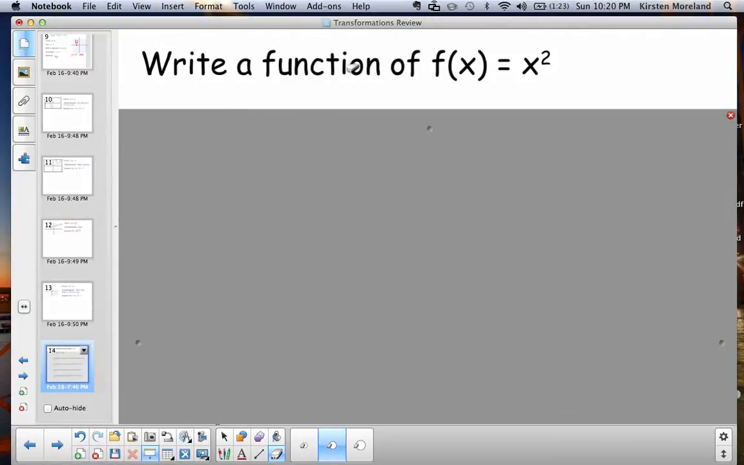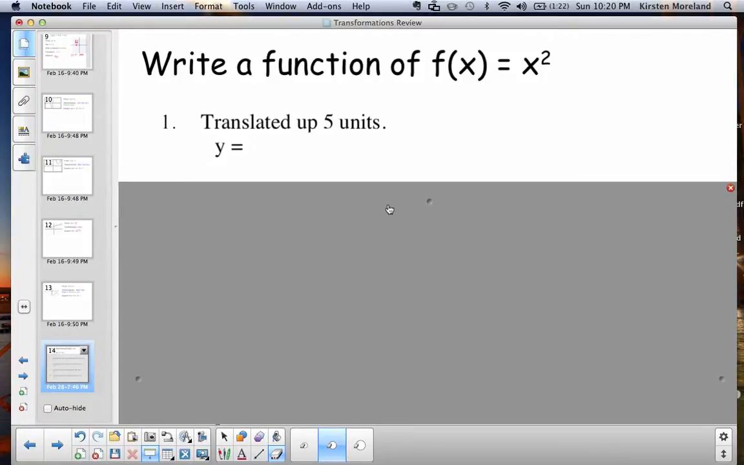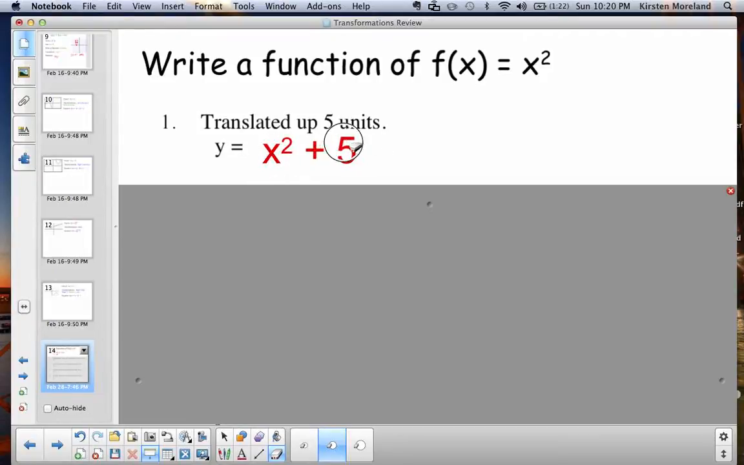Again, one thing you're going to want to study tonight is domain and range for these graphs. All right, and the last piece you're going to need to do is writing a function from words. So I'm going to give you something such as, I'm giving you the parent function of x squared, so that's the only function you're using. So we're going to start pretty basic, just translate it up 5 units. So you're going to start with y equals or f of x or g of x. And I'm just going to have x squared because it didn't go right or left, and a plus 5.